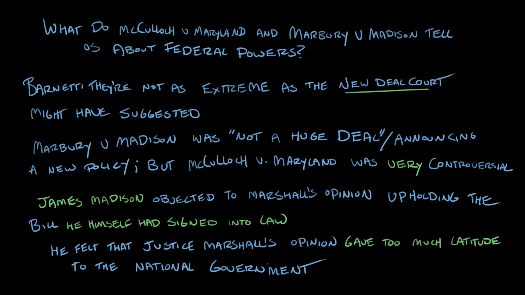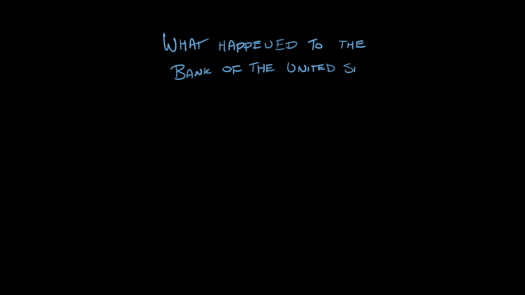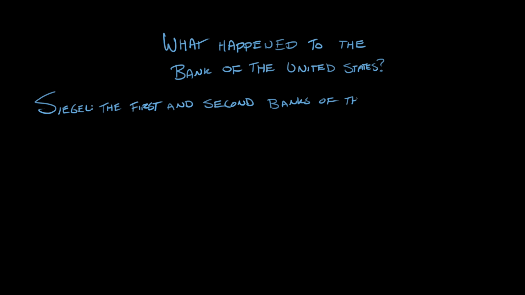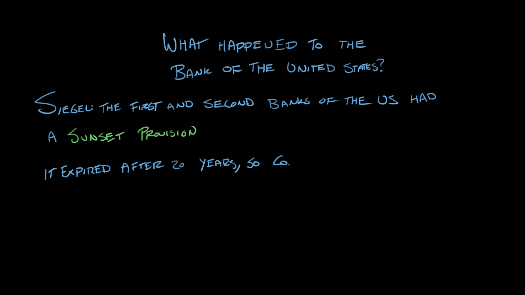So what ultimately happened with the Bank of the United States? What ultimately happened is both the first bank, the bill creating the first bank and the second bank had what's called a sunset provision, which means after a certain amount of time, and it was 20 years, it expires. And so to reauthorize it, it puts the burden of inertia on those who want the thing to continue.